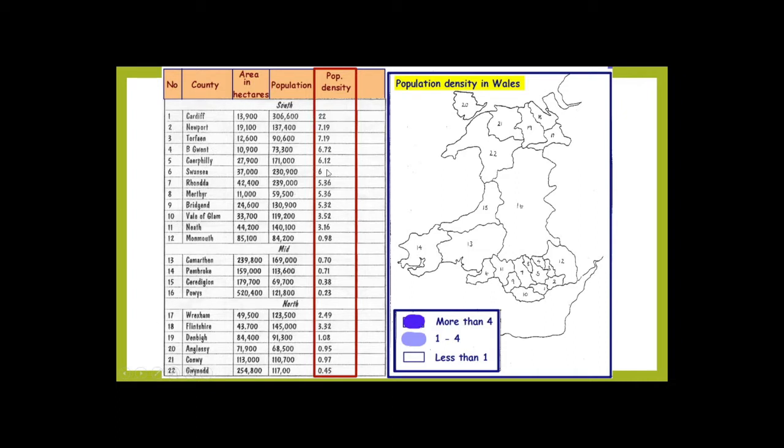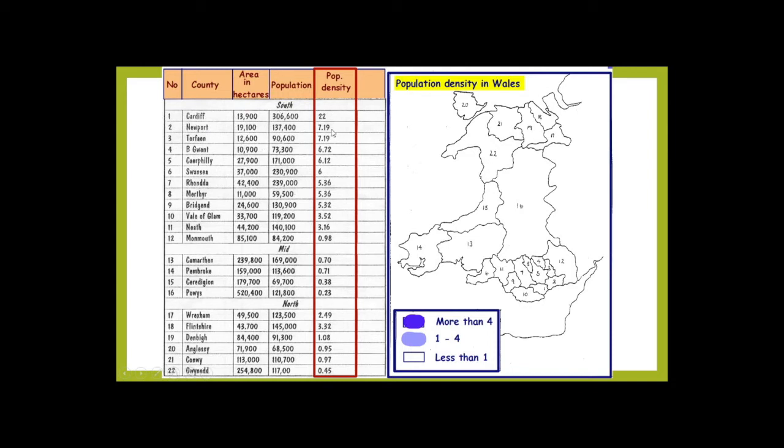Now I'm only actually going to use 2 columns on this data, this one and this one. This one tells you the number on the map. Okay, so number 1 is Cardiff. Number 2 is Newport. These numbers do not tell you the colour. They just tell you the name of that area.